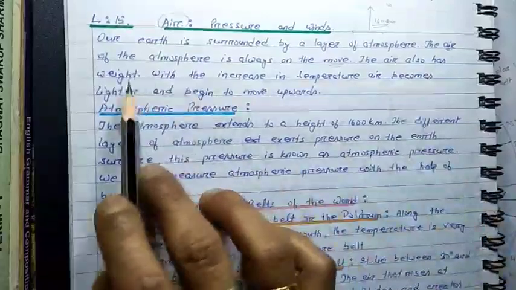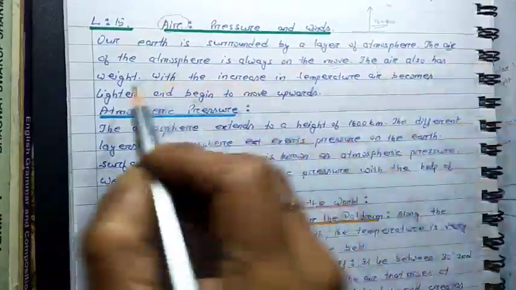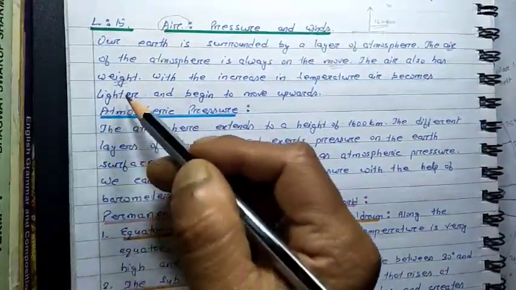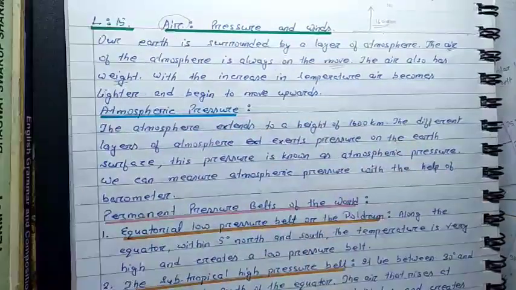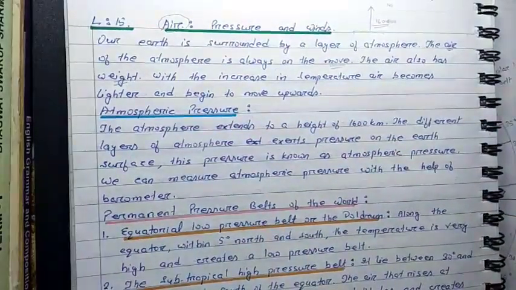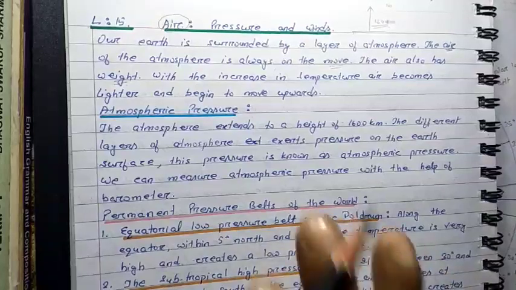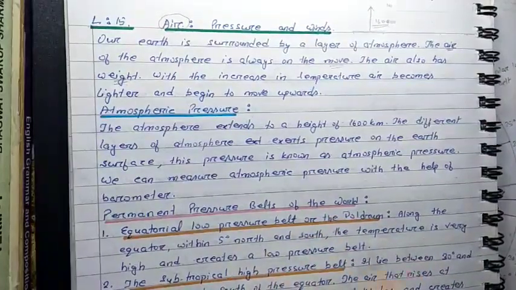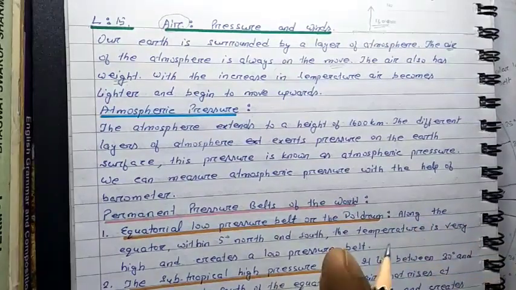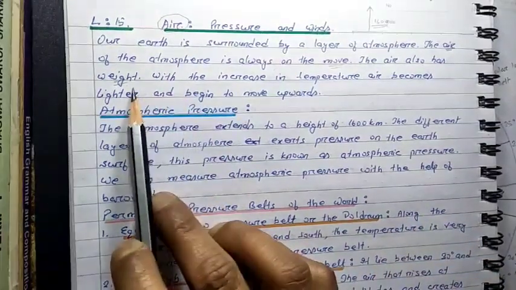The air also has weight. You can prove it with a very simple experiment. If you take a balloon, you weigh the balloon without putting air in it, and after that you put air in the balloon and again you weigh it. You can find out the difference, and that difference is the weight of the air.